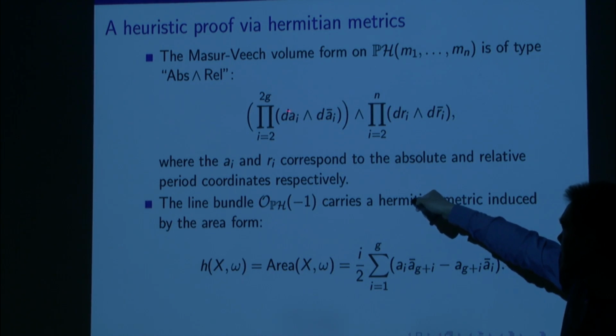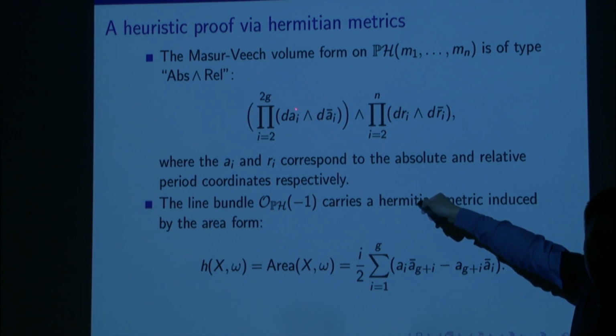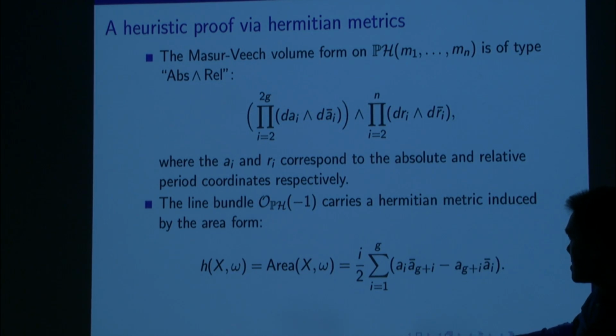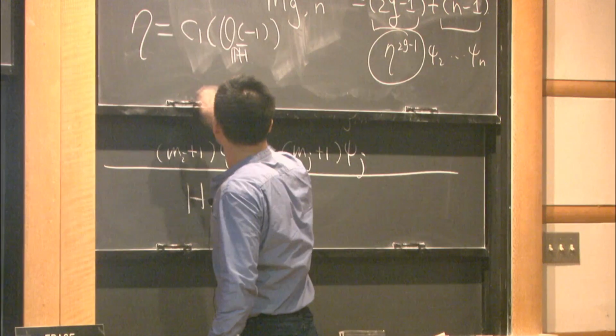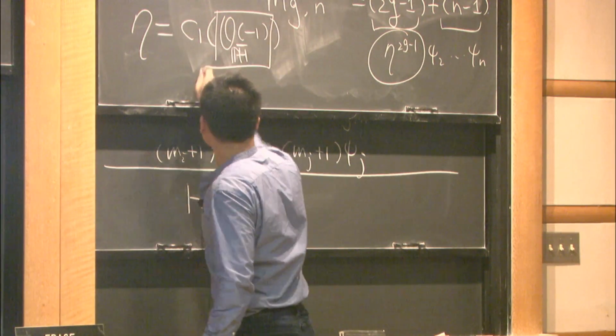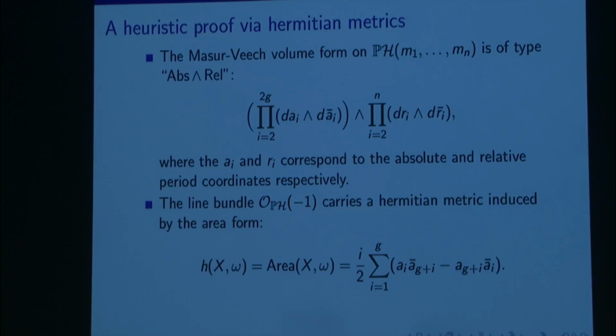The first part is denoted by this dAi. I have 2g minus 1 of such. They really correspond to this eta raised to 2g minus 1, up to some normalizing factor, that is, this 2 pi i power. The reason is that this tautological line bundle carries a natural Hermitian metric, just induced by the area form.